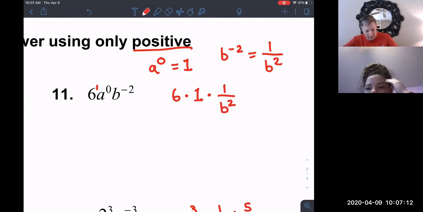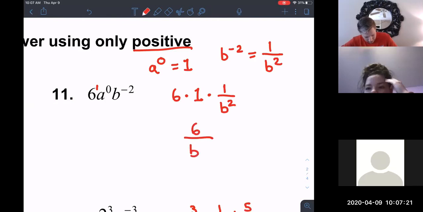All right, so if we put that all together, the 6 and the 1 are all in the numerator. So if we multiply those together, we get 6. And in the denominator, we only have one term, the b squared. So this is how we could completely simplify our answer.